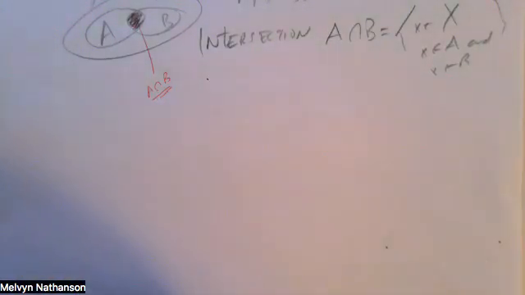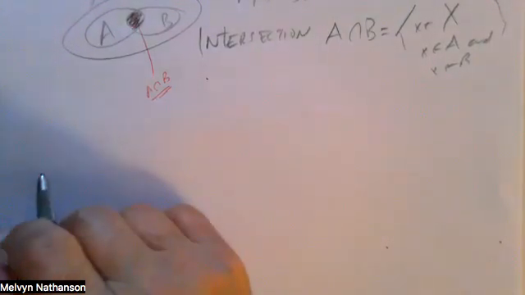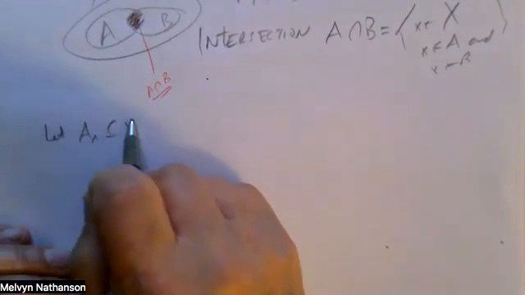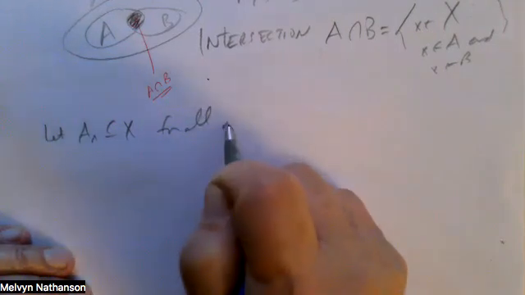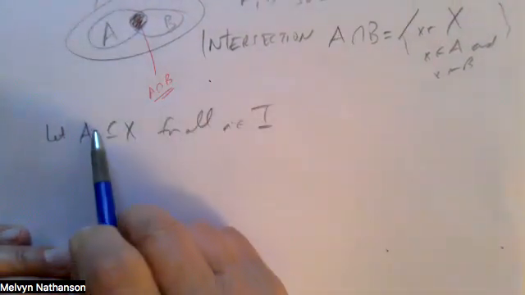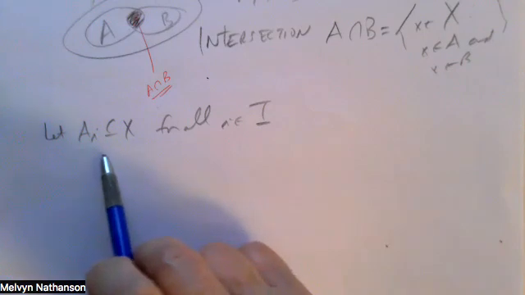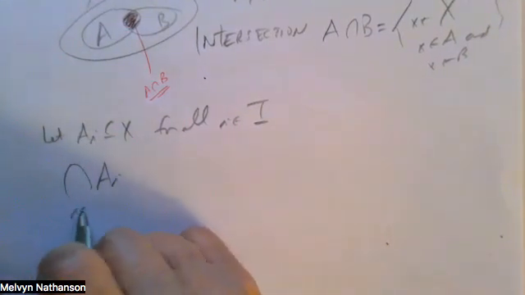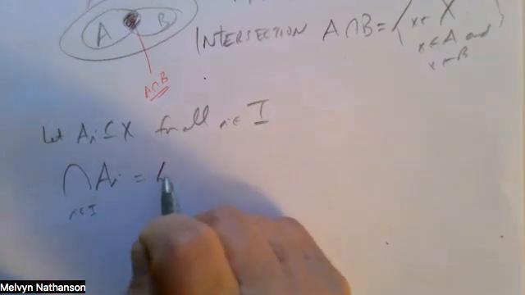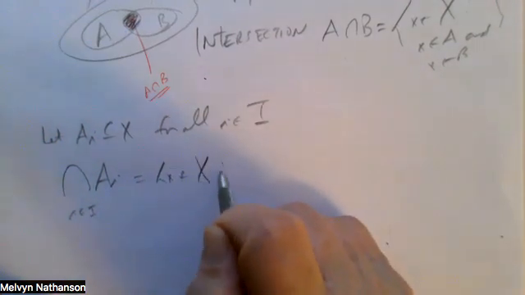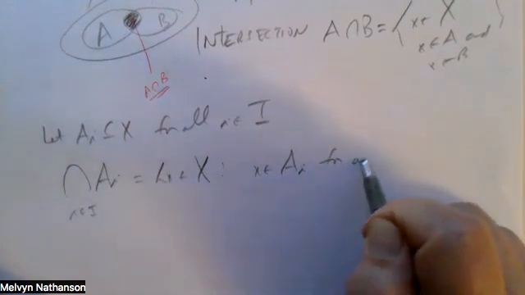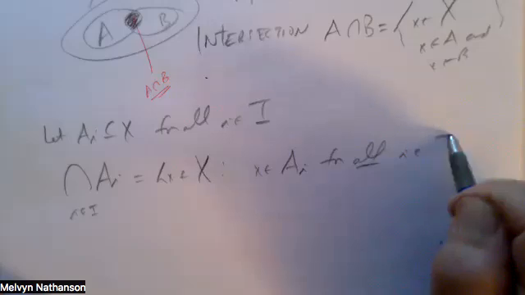And if you have more than one set, suppose A_i is contained in X, for all i in some set capital I, so this might be a finite or even an infinite family of subsets of X. The intersection of these sets is all x in the big set X such that x is in the set A_i for all i in I.